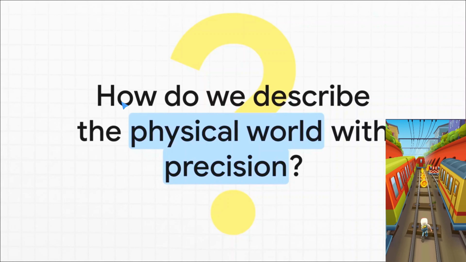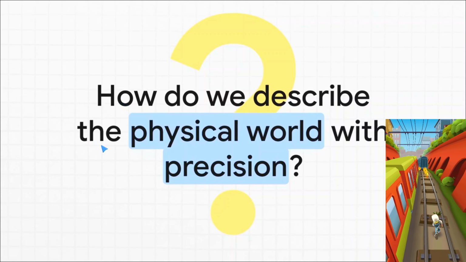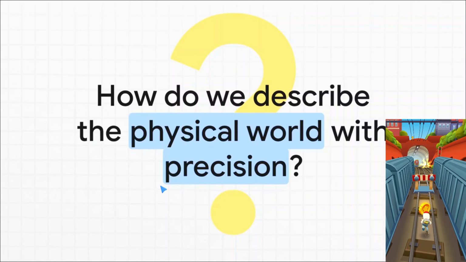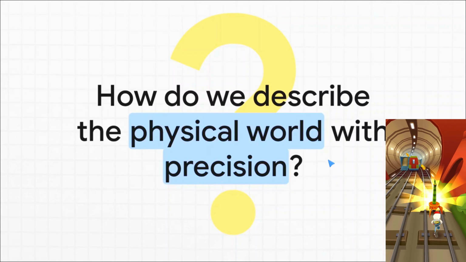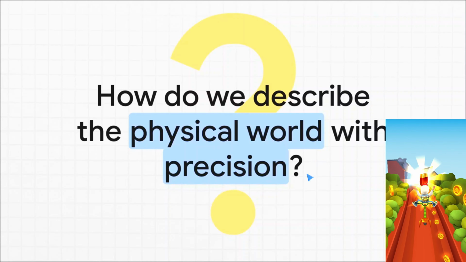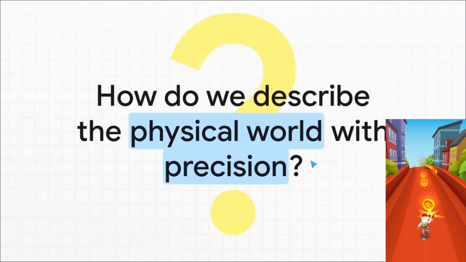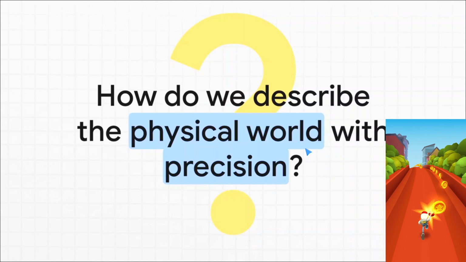So it really all boils down to this one big question. How do we get past just saying something is big or fast and actually describe it in a way that anyone, anywhere on the planet can understand and check for themselves? Well, the answer is measurement.